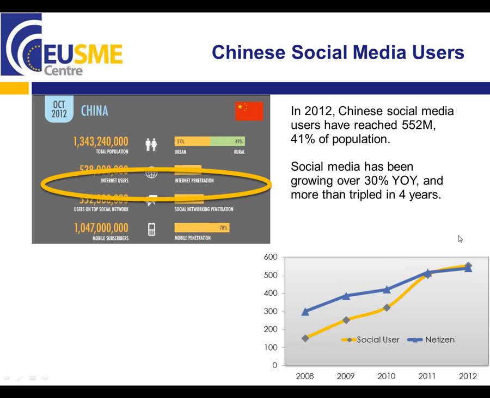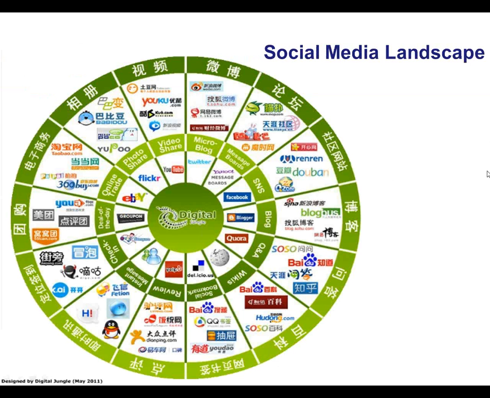Social media has been growing over 30% year on year, and that's more than tripled in 4 years. So this is basically something you cannot ignore, and you have to deal with. And as I said before, Western platforms, Facebook, YouTube, eBay, Twitter, are not available in China.